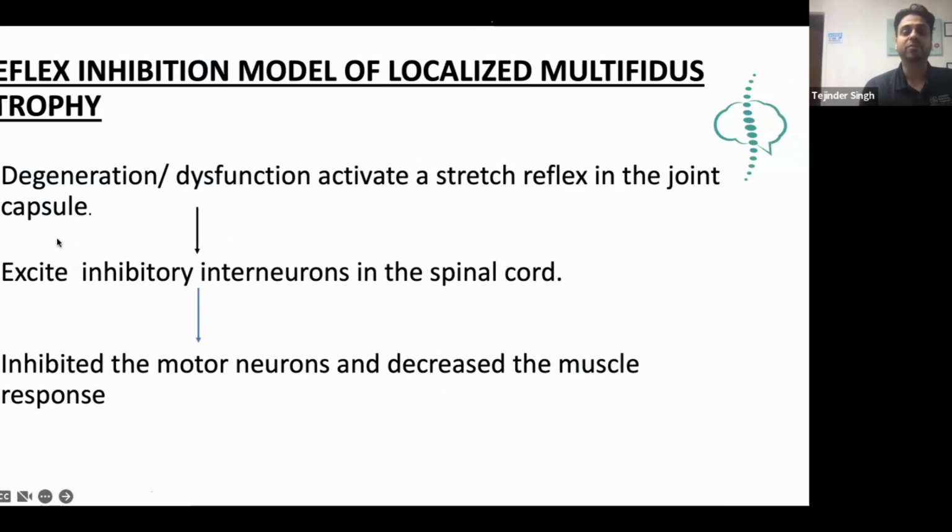The amount of evidence available for multifidus is stupid. It's just so much evidence. They've done so much research.